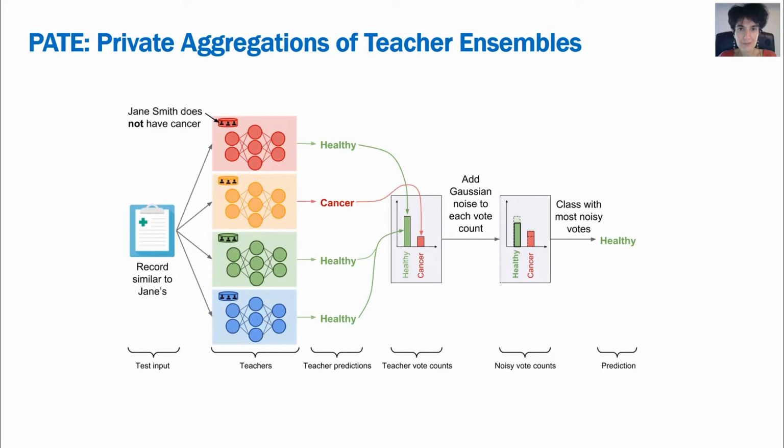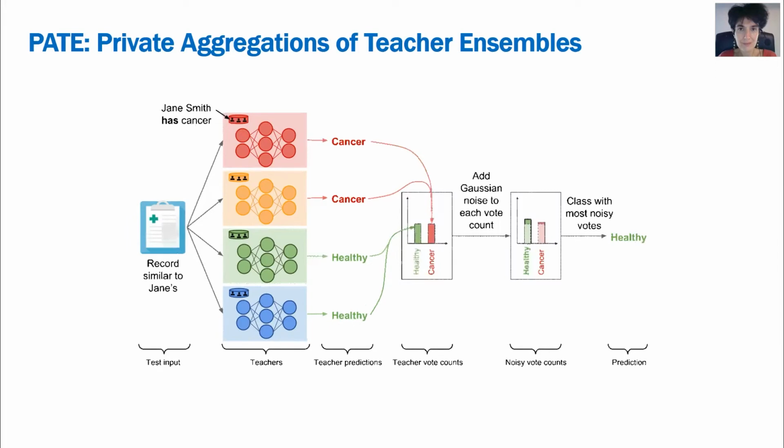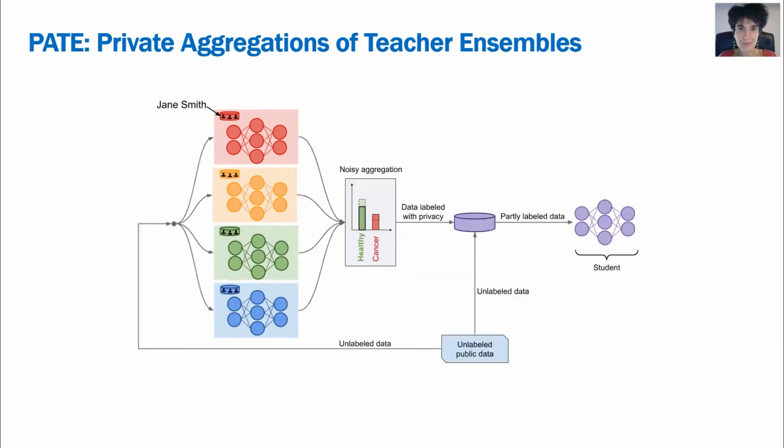And in this figure here, we are portraying a setting where consensus among teachers is high. Therefore, adding random noise to the vote counts does not change the candidate label. On the other hand, when two output classes receive an equal or quasi-equal number of votes from the teachers, the noise will ensure that the class with the most votes will be one of these two classes chosen at random. This provides correctness and privacy to the predictions made by the noisy aggregation mechanism.